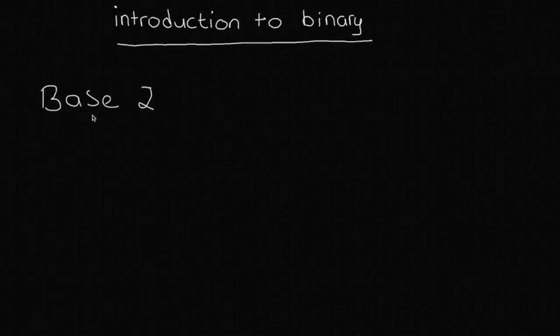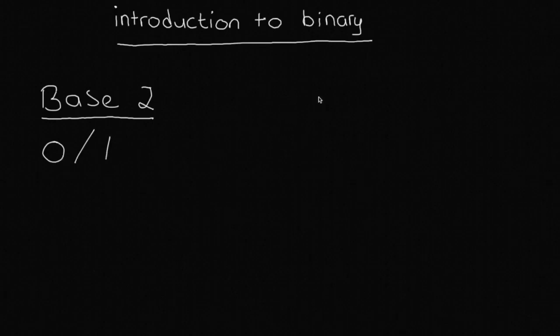So you might have heard of binary being called base 2. And the reason why it's called base 2 is because there's 2 different outcomes, right? As we discussed before, it can be either 0 or 1. That's what binary is. It's 1 or 0.